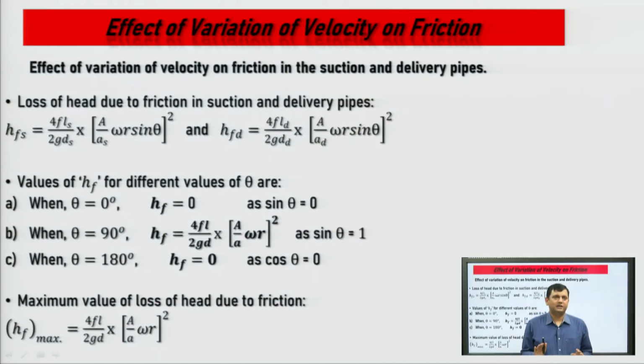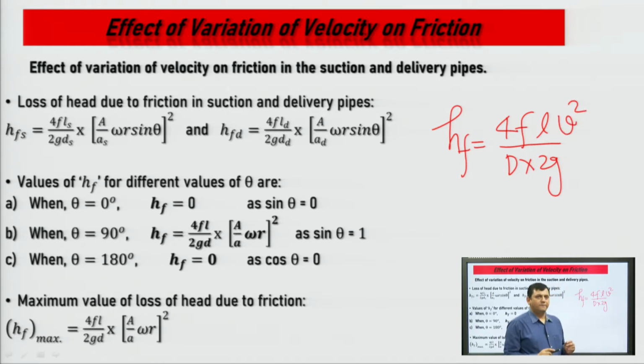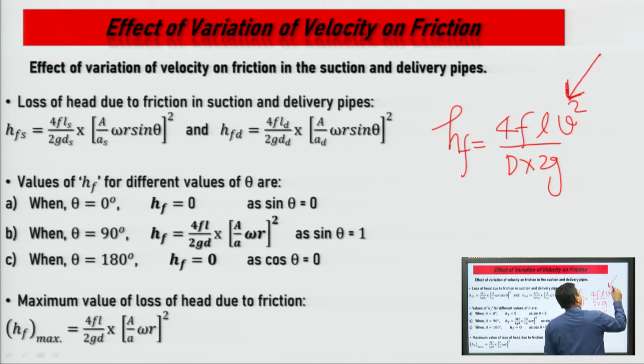What is that equation? H_f, the head loss due to friction, equals 4f L V square upon d into 2g. Here f is the coefficient of friction and L is the length. The head loss is a function of velocity squared, which is very important, and its nature is parabolic.